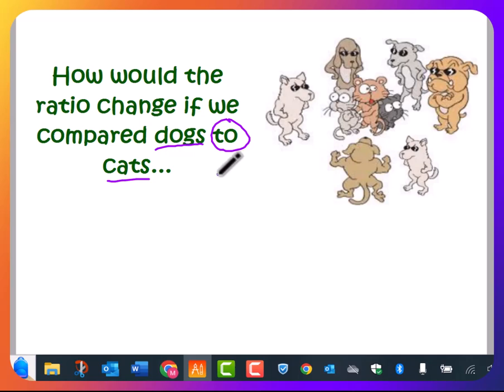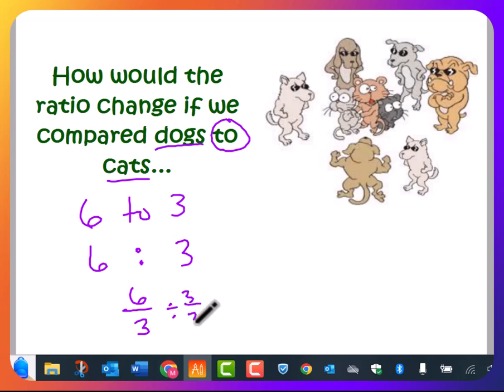How many dogs are there? Well, there were 6 dogs. How many cats are there? 3. So our ratio would be 6 to 3. Or you could write it with a colon, or you could write it in fraction form. You don't say 6/3, it's still 6 to 3. Then you have to make sure you simplify. And I know I could divide both by 3, and that's going to give me a 2 to 1 ratio. A 2:1, 2 to 1.